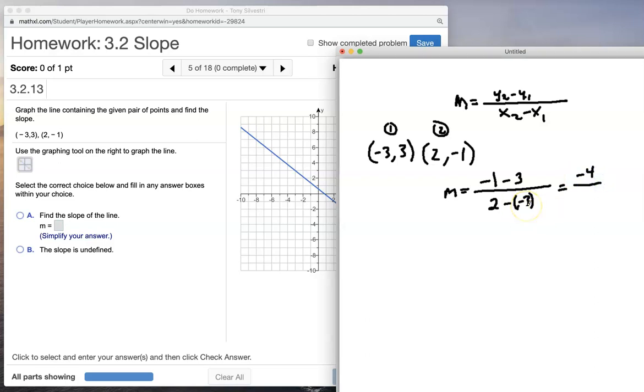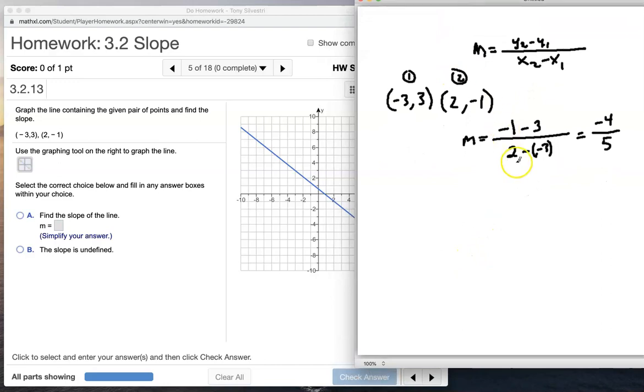2 minus a minus is +3. 2 plus 3 is 5. So this is considered the slope. Now what the heck does that mean?